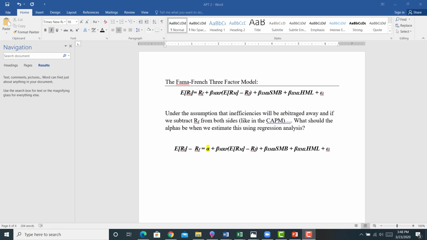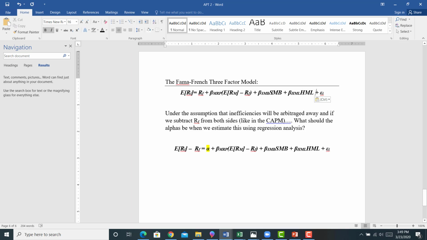Okay, of course, if I just hide this right here, that just looks like the CAP-M, right? So what the Fama French three-factor model did was add two additional risk factors. The second risk factor is called SMB. I'll explain what that is here in just a second. And the third risk factor is called HML. SMB stands for small minus big, okay? And HML stands for high minus low. Let me explain what that means.